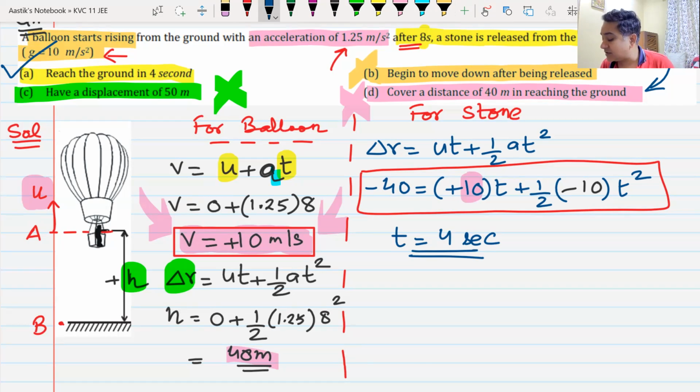How do I find out the distance traveled? I will give you 2 minutes. Think about it and tell me the answer for the distance traveled by the stone, because that is the only thing that is left. Think about what is happening, think about how the motion of the stone is, and I'm sure you can get the answer.